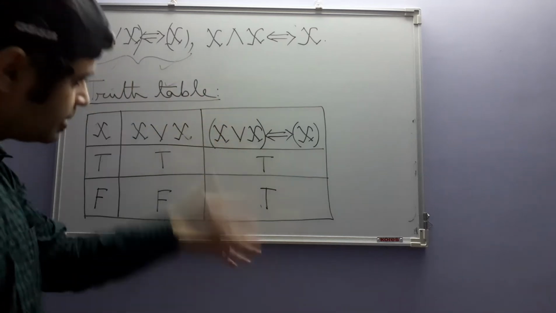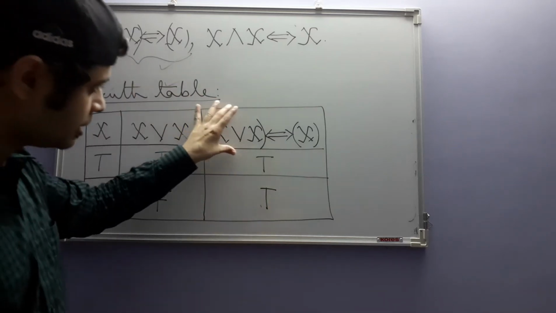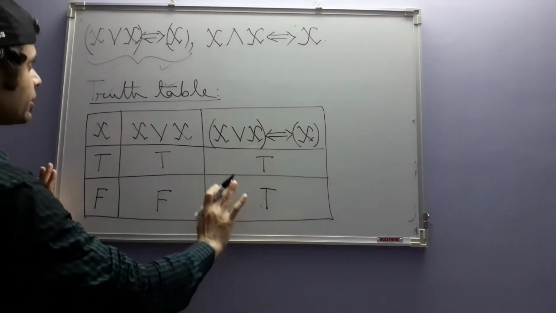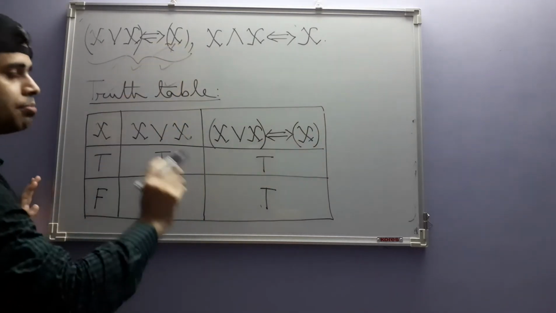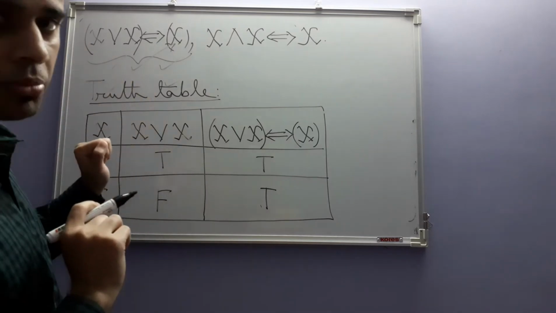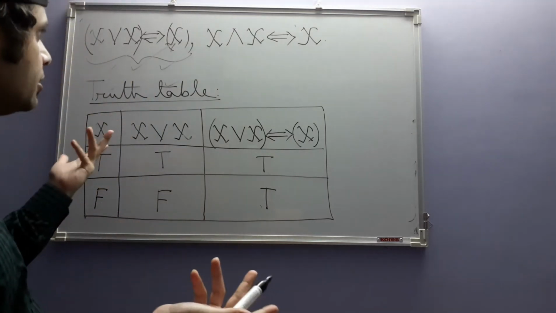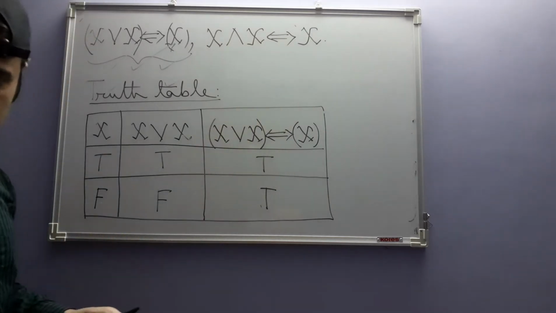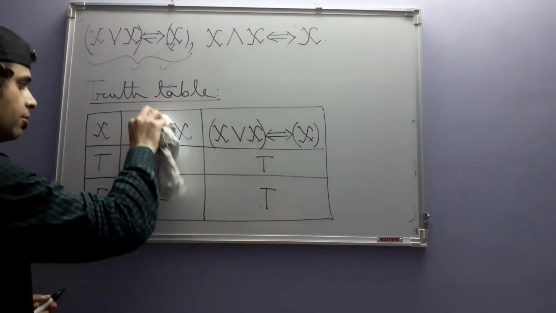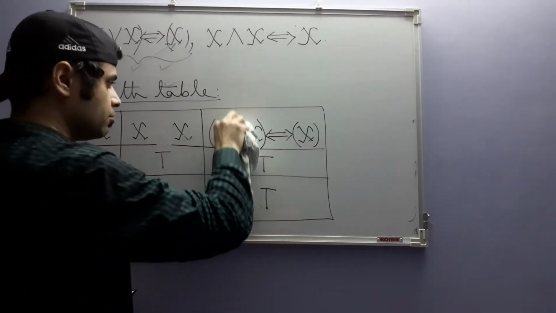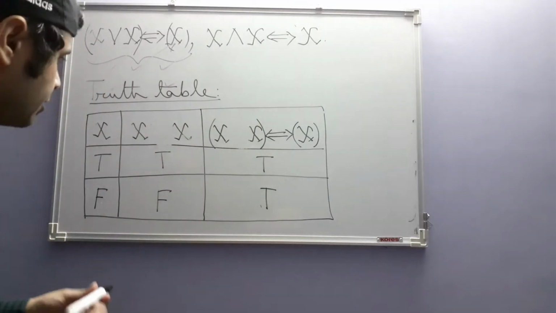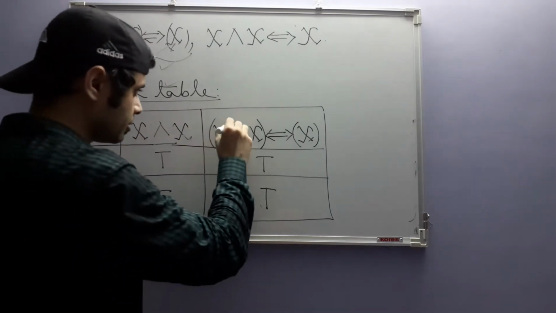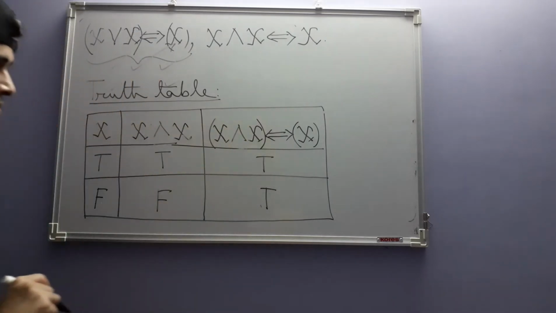So in any case, whatever happens, this is always true. That's why this truth table proves this statement. This is a proof of this compound statement. Similarly, you can prove this one. Let's just quickly modify this table to prove the second one, which involves conjunction in place of disjunction.